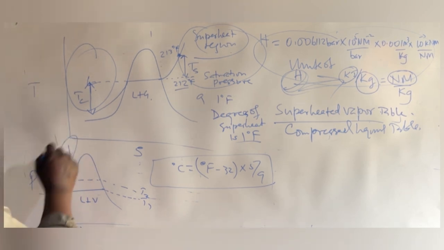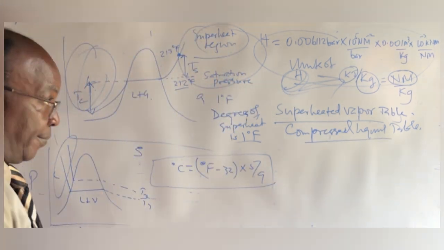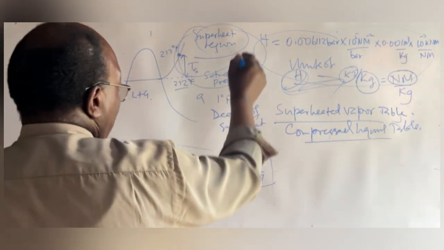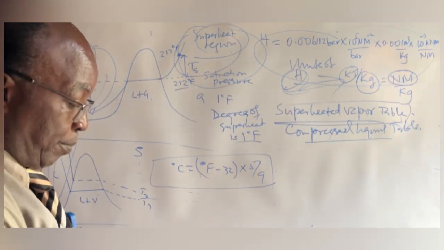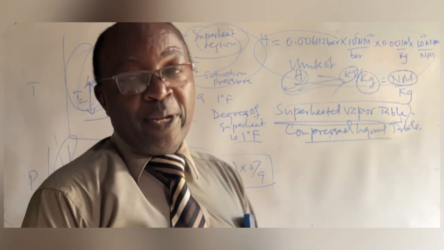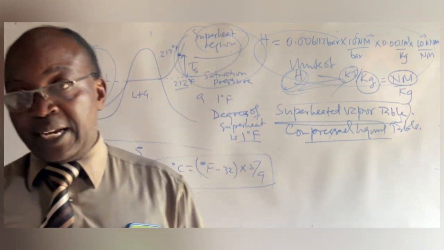Those are the quantities dealt with in the compressed liquid component of the steam table, and the superheated region is dealt with in the superheated vapor table for steam. So we'll stop at this particular point, and we'll pick up the other thermodynamic lectures.